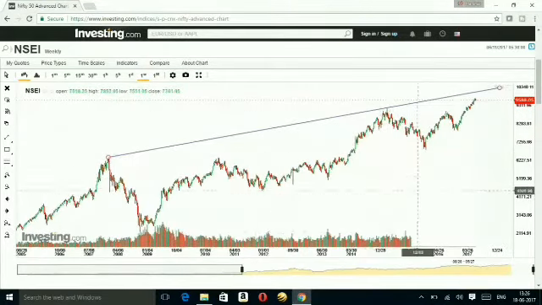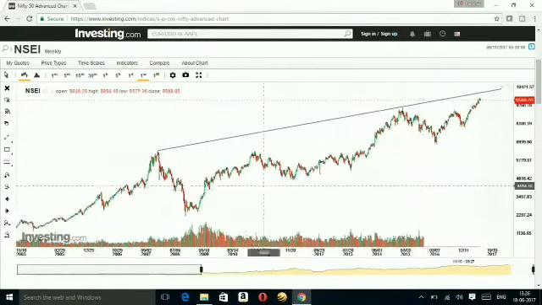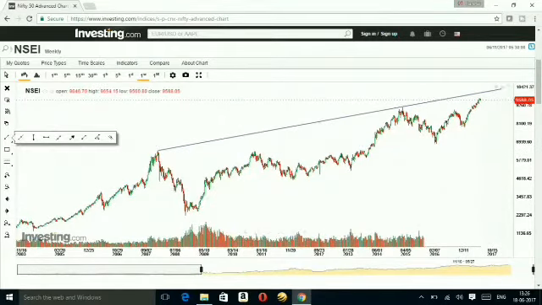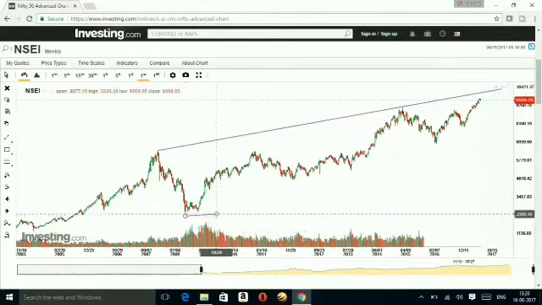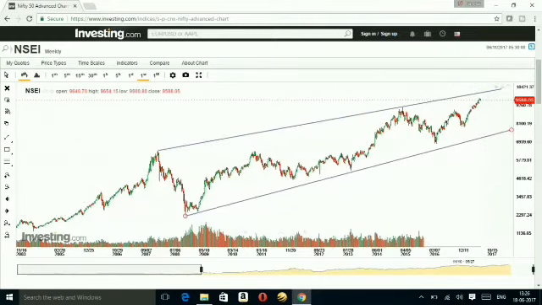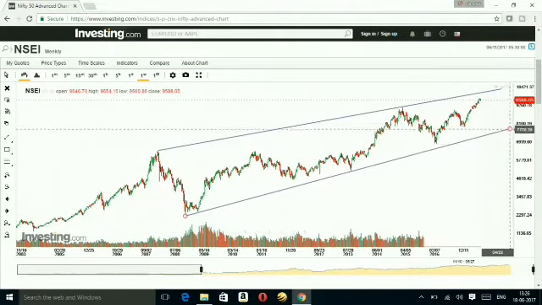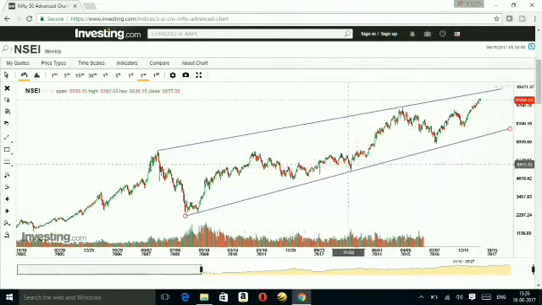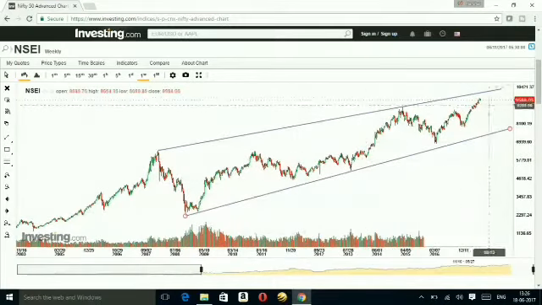On the other side, we can do the same for higher lows. So I'm going to draw it like this. So this is my other trend line. For me, this is a channel in which Nifty is moving.